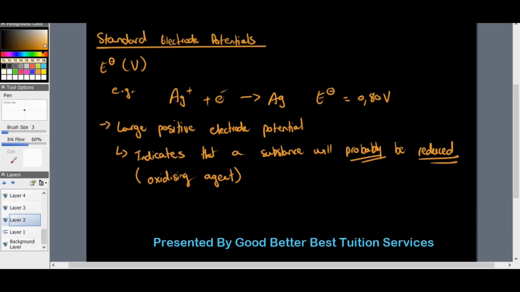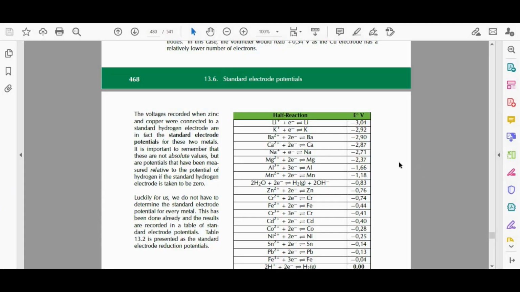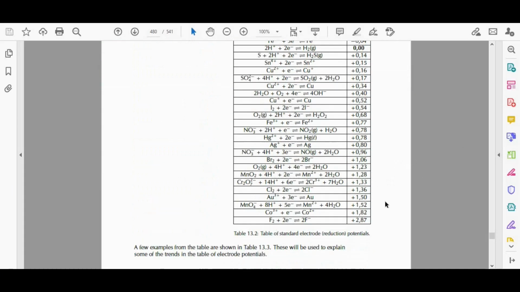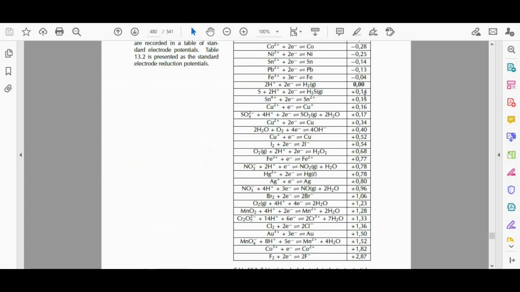Even if you look at table 4b, as we go down the table, we see increasing oxidizing ability, but as we go up the table, we see increasing reducing ability. So when you see a value like positive 2.87, you know that substance is definitely going to be reduced.